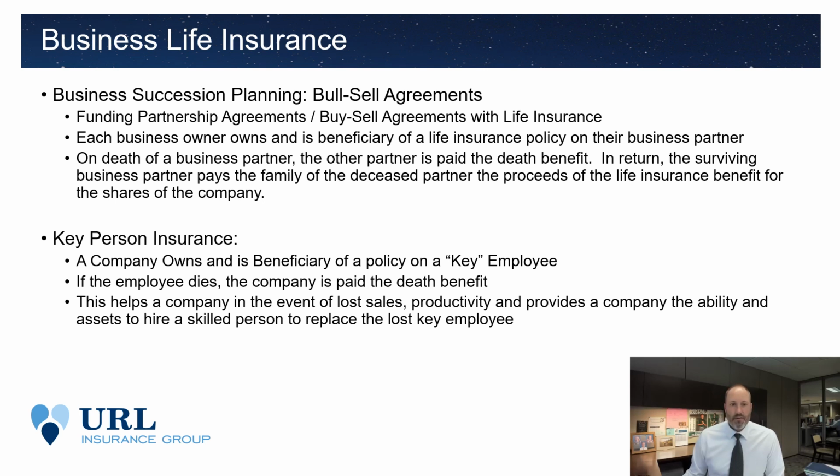So this allows two business partners the ability to be in business together. And then when one of the partners passes, the other partner can take control of the business and make the deceased partner's family whole in the value of the business through the life insurance plan. Now, that's when each business owner owns each other's policies. It can also be done on an entity purchase where the business owns the policy and is the beneficiary, and then the business pays out the deceased partner's family for the life insurance benefit.